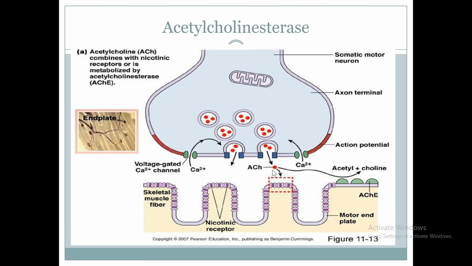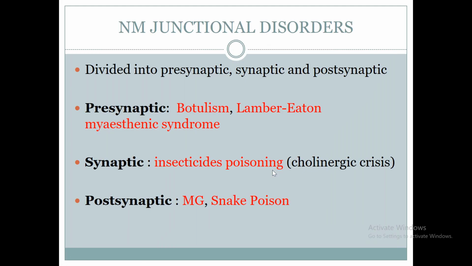These are the same steps that we discussed. And acetylcholinesterase basically causes what? Degradation of the excess acetylcholine present in the synaptic cleft, so that an untoward action potential may not propagate in muscles.